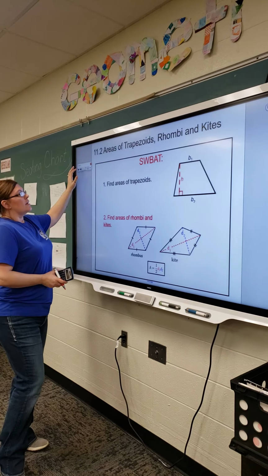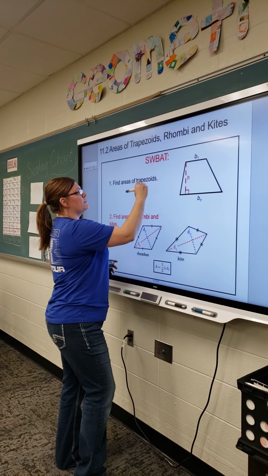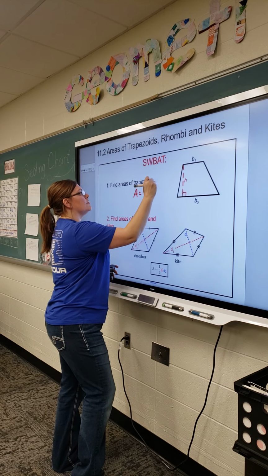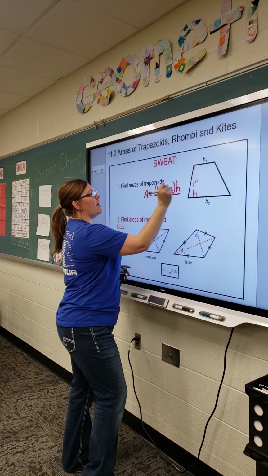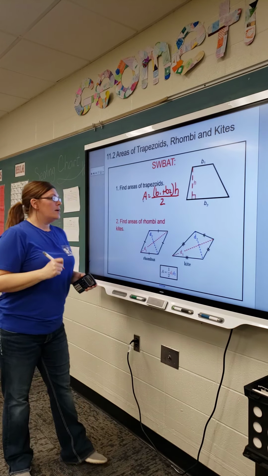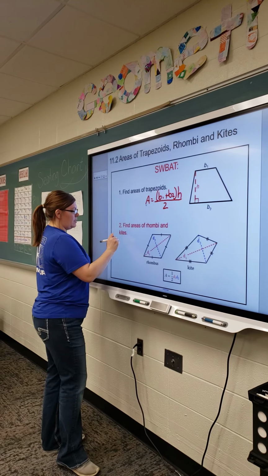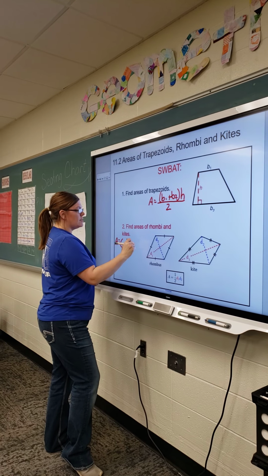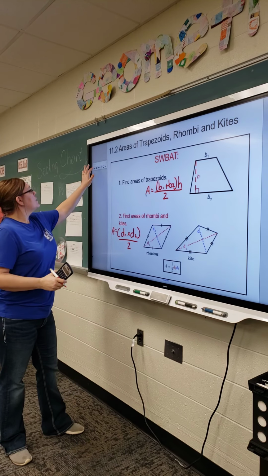All right, guys, quick recap. Area of a trapezoid is going to be base 1 plus base 2 times height divided by 2. Area of a rhombus or a kite is going to be diagonal 1 times diagonal 2 divided by 2.